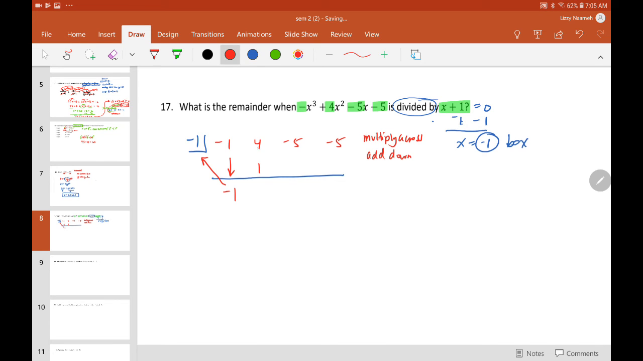So I'm adding down now. 4 plus 1 is 5, and now I'll multiply across into my box. 5 times -1 is -5. Adding down, these two become -10. Multiplying across, I get +10. Adding down, I get +5. And remember, that number that's at the very end is our remainder. So here, our answer is we have a remainder of 5.